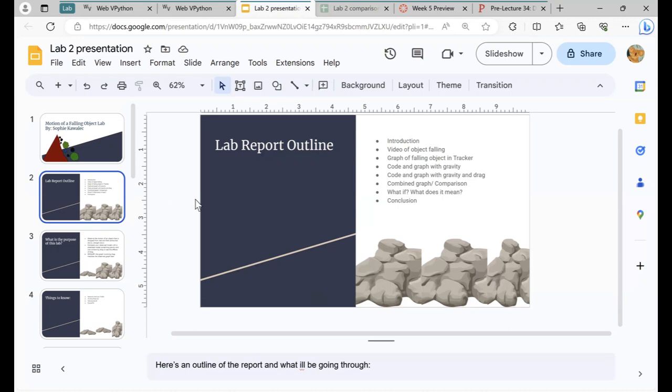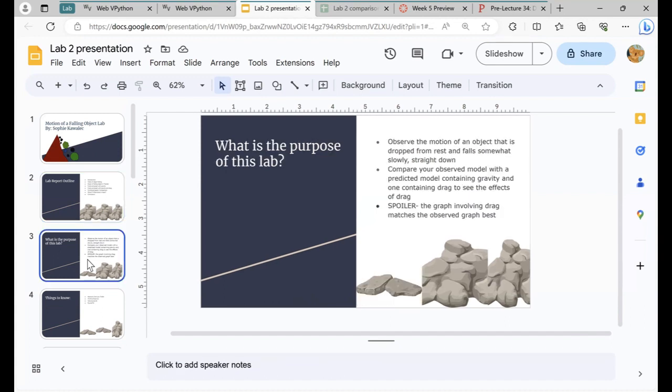So just to outline what I'll be going over, I'll introduce the purpose of the lab. I'll show my video on Tracker and the graph it made. I'll show my code with gravity and the graph that made. I'll show the code with gravity and drag. And then I'll combine all three graphs and compare them. And we'll answer the what if, what does it mean questions. And then, in the conclusion, I'll talk about any potential errors.